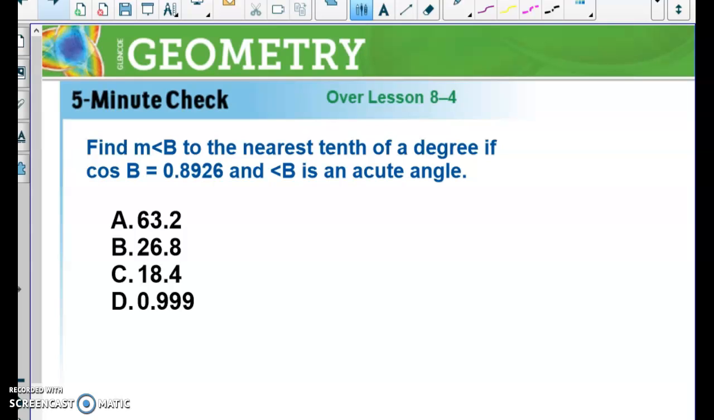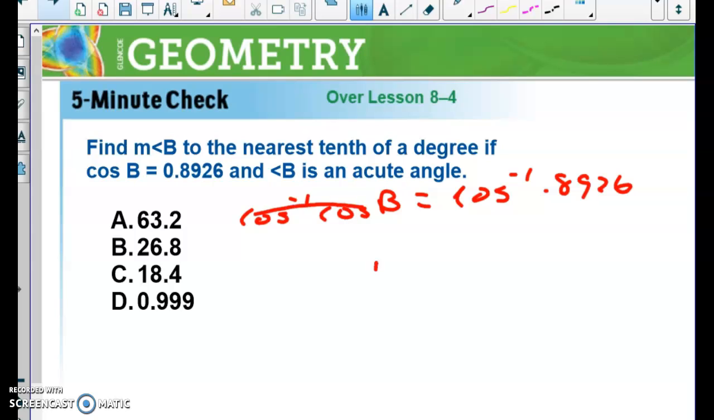Find angle B to the nearest tenth of a degree if the cosine of B is that. Remember, when we're finding angles, we have to use the inverse cosine on both sides. And on this side, cosine and inverse cosine go away, leaving me with B is equal to the inverse cosine of 0.8926, and I get 26.8 degrees.